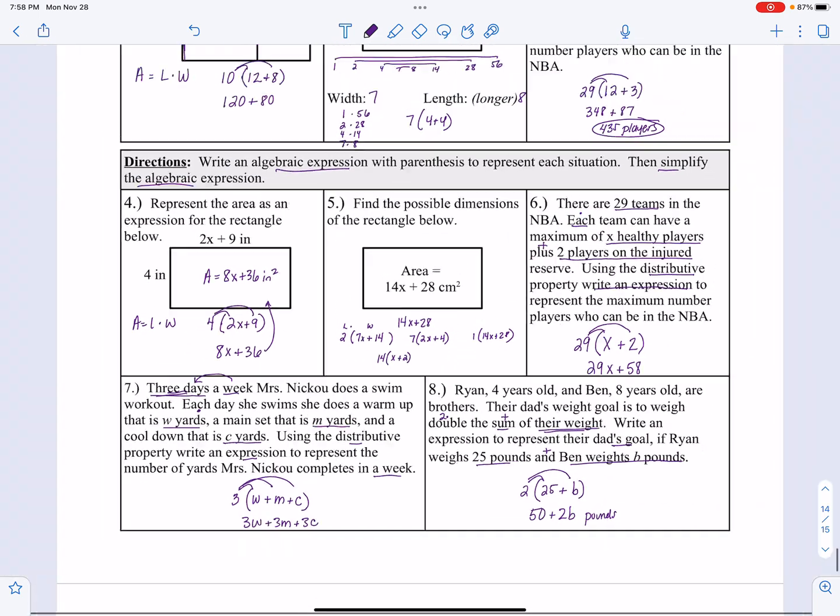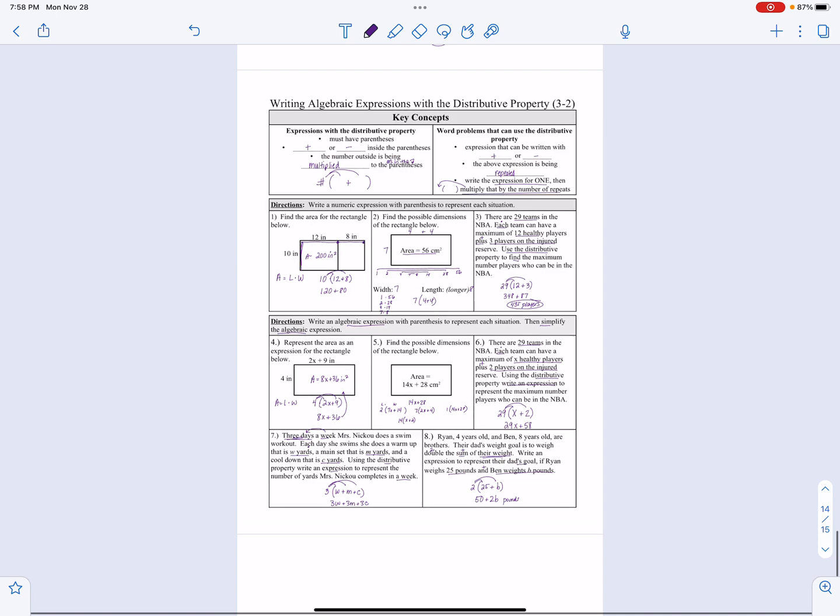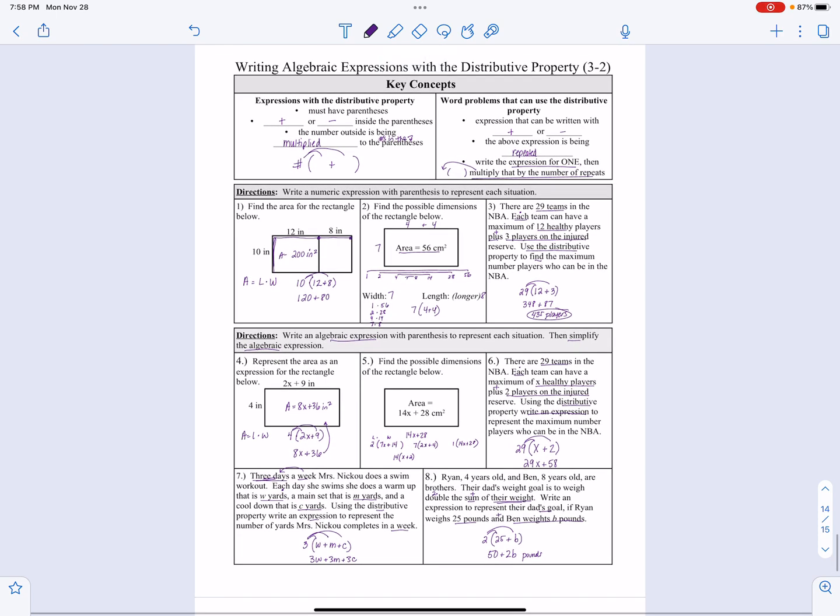Okay, so those are your word problems and a little bit of distributive property review with a little twist there. Okay, great job.